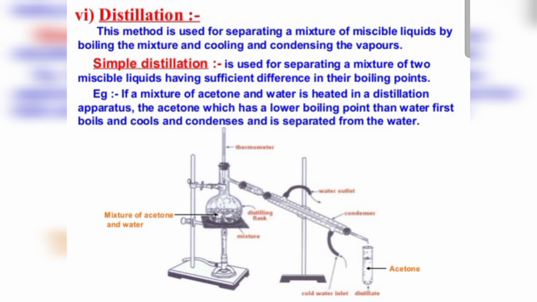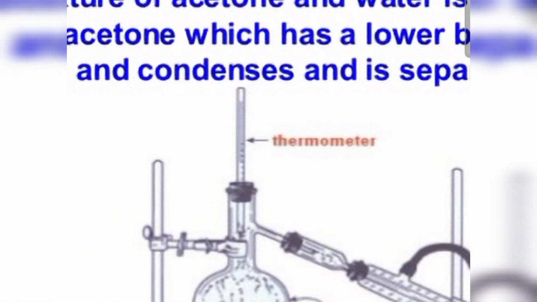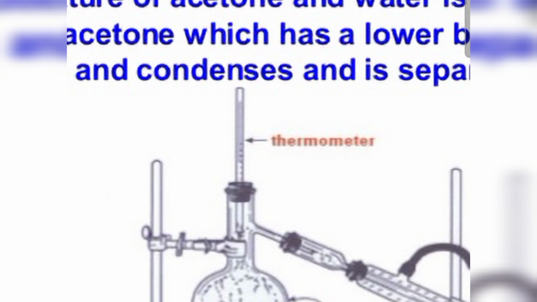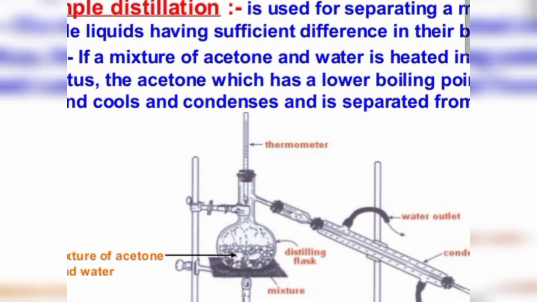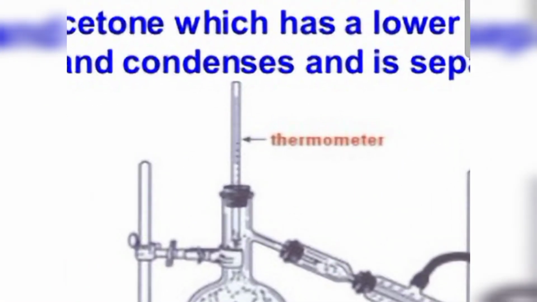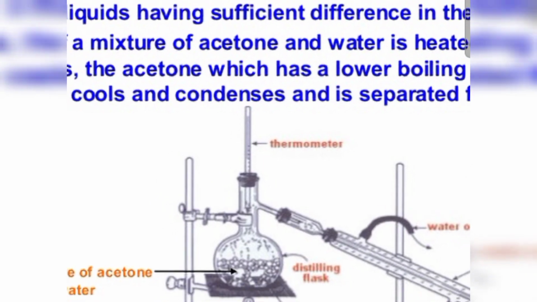So we can apply this method that is known as distillation. What happens in this process? Suppose we take a mixture of acetone and water in a round bottom distillation flask. As you can see in the figure, this is the round bottom distillating flask. We fit it with the thermometer that you can see in the figure, and attach it with the condenser.